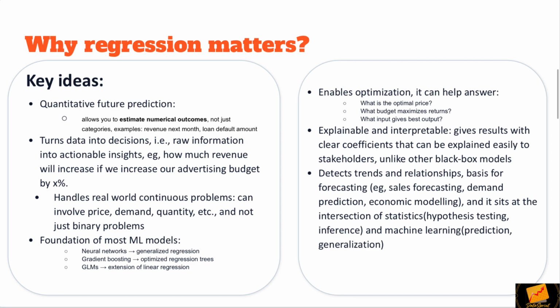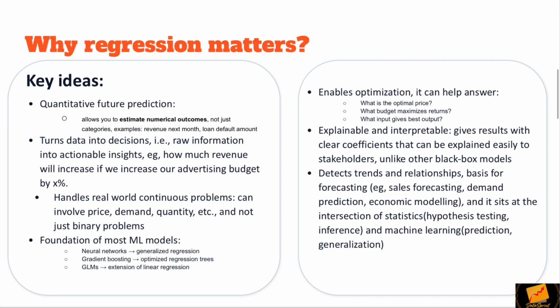Regression allows us to make quantitative future predictions, which means we can estimate numerical outcomes such as revenue next month or expected demand. It helps turn raw data into actionable decisions. For example, regression can tell us how much revenue will increase if we increase our advertising budget by a certain percentage. Regression is important because it handles real-world continuous problems such as price, demand, and quantity, which cannot be solved using simple yes or no outputs.